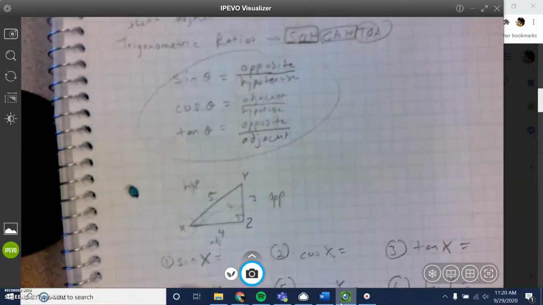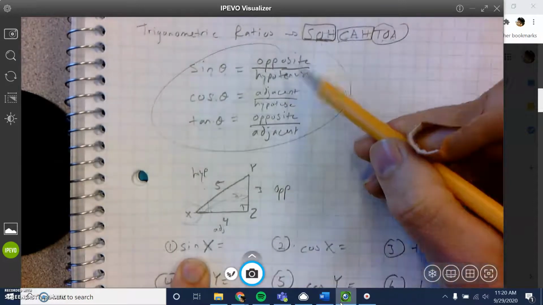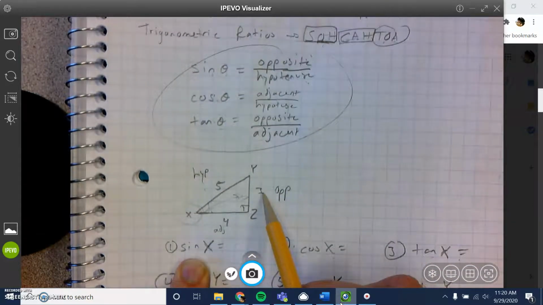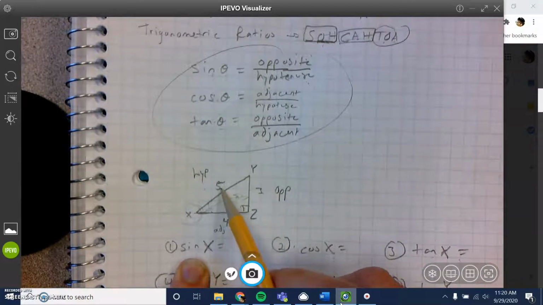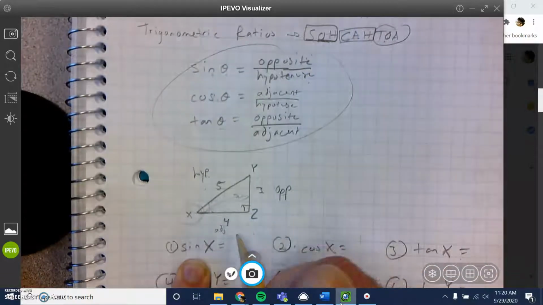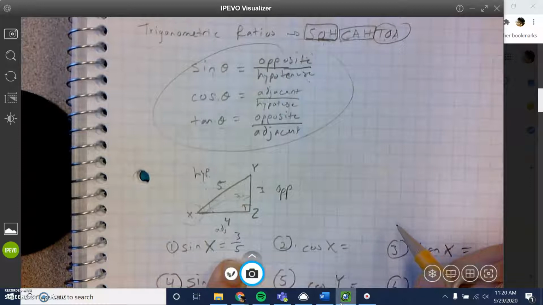Now I'm going to look here. Sine of X. Sine is the opposite over hypotenuse. So now I'm looking at my picture. The opposite is 3. Hypotenuse is 5. Opposite over hypotenuse. So that's 3/5. So the sine of X is 3/5.